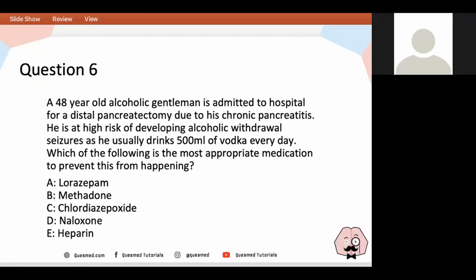So we'll now lead on to question six. A 48-year-old gentleman is admitted to hospital for a distal pancreatectomy due to chronic pancreatitis. He is at risk of developing alcohol withdrawal seizures as he usually drinks a bottle of vodka every day. Which of the following is the most appropriate medication to help prevent this from happening?